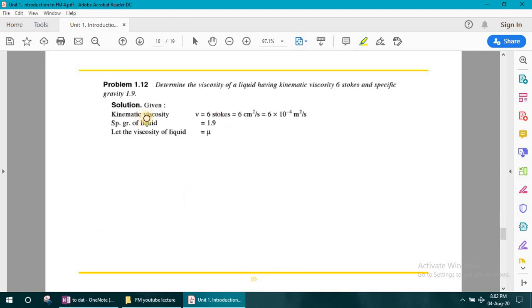Now the last problem we are going to discuss is: determine the viscosity of a liquid. Again we have to calculate viscosity mu. If kinematic viscosity is 6 Stokes, I told you that kinematic viscosity is always in meter square per second, but in this problem it is given in Stokes. Stokes means centimeter square per second. We have to convert this into meter square per second, so multiply by 10 raised to minus 4. So nu is equal to 6 into 10 raised to minus 4 meter square per second.